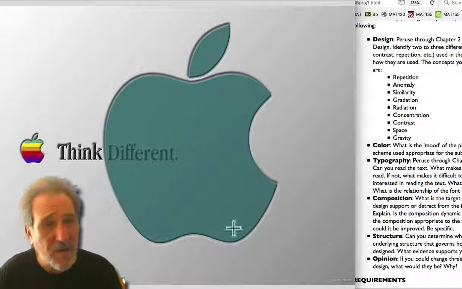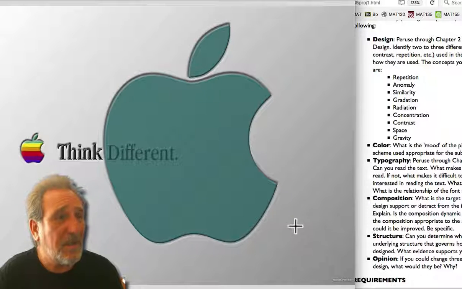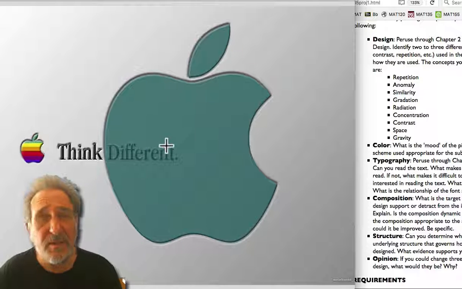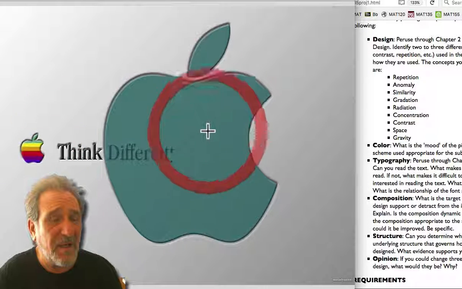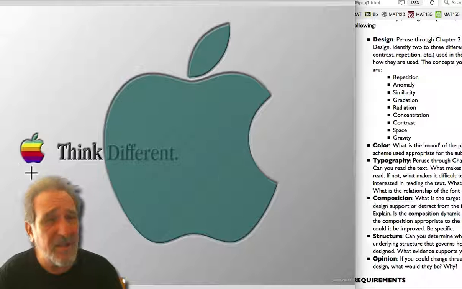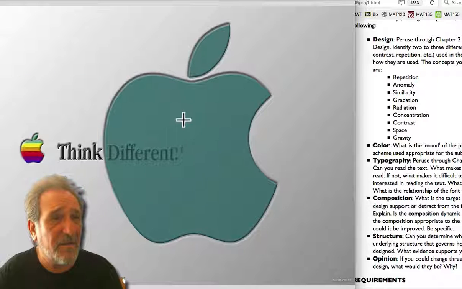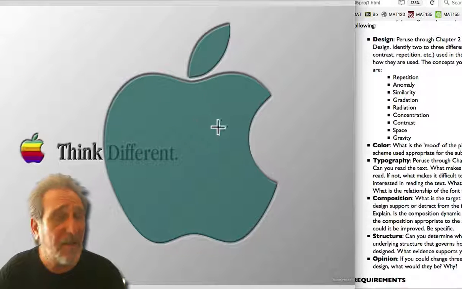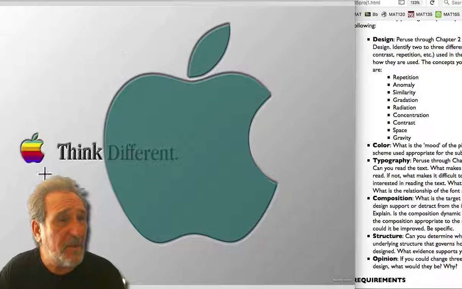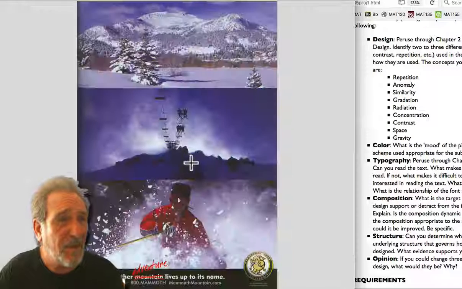There's a little gradation going on with the background. This is when they were doing the logo change from the color to the monochromatic. So we can see that they were trying to make a change and they were trying to relate the old brand to the new brand. So, typography, typical Apple, very straightforward, clean, no fussiness. So those are the things that stand out on that one.